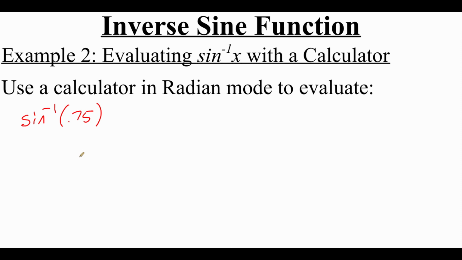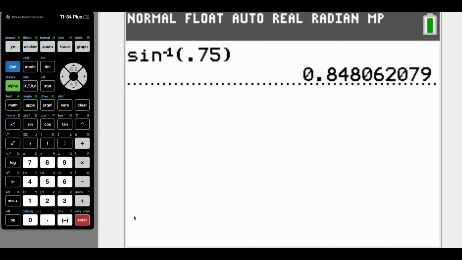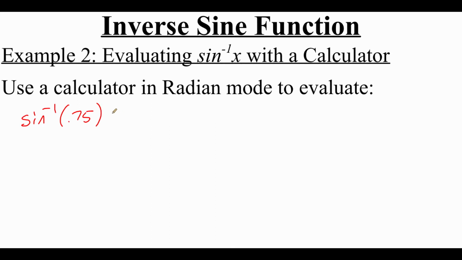So I'm going to fire up my calculator. So the first one we're supposed to do is the inverse sine of 0.75. So I go second sine 0.75, close up my parentheses, hit enter, and I'm going to go to 3 decimals. So I'm going to call this one 0.848. So going to 3 decimals, we got 0.848 as our answer.